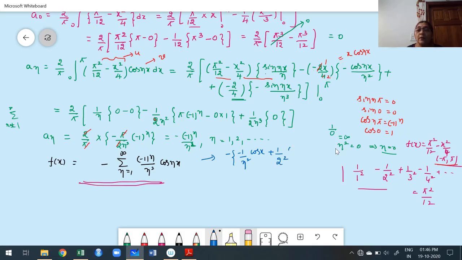This is 1 by 2 square cos 2x, and then put n is equal to 3, what we get actually is minus 1 by 3 square cos 3x plus etc. But here we don't have any cos function. I require 1 by 1. Instead of minus, I want plus. Instead of plus, I want minus. The rest of the thing is okay.